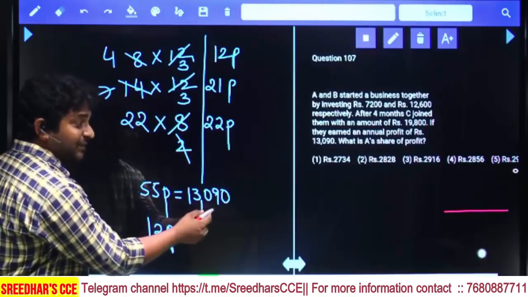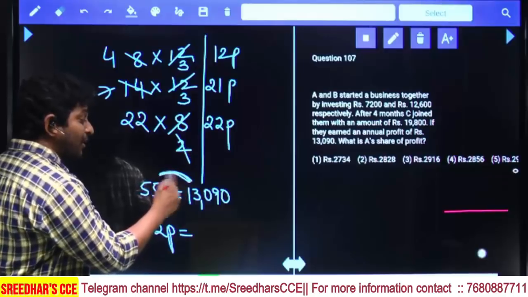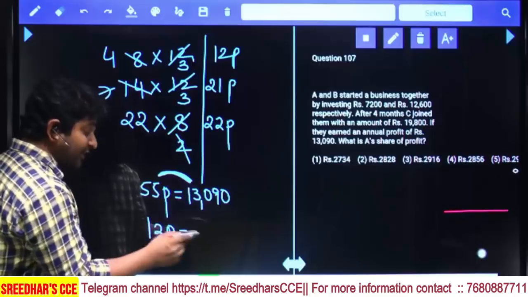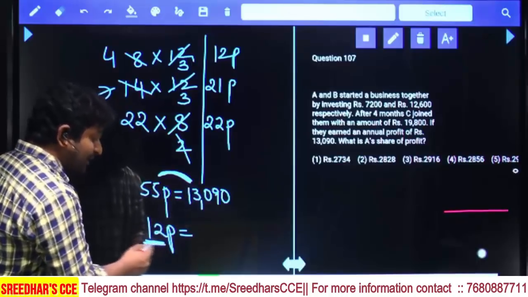13,090, this is not a 3 multiple. So in the multiplication process, we don't have any 3 multiple. There are 12 parts we need to calculate. Only here we have a 3 multiple.